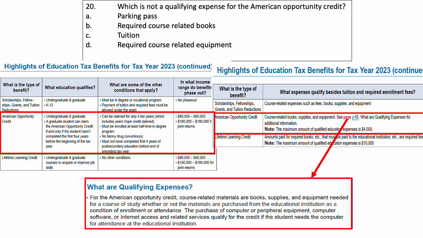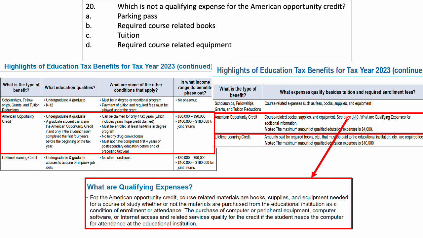So this is an example of a question 20 here from the 2022 exam, that is one where you need to go and check and see what qualifies, what doesn't qualify, where all the qualifications are. And generally, they're all in publication 4012. You just need to learn how to navigate through there to find the information you need.